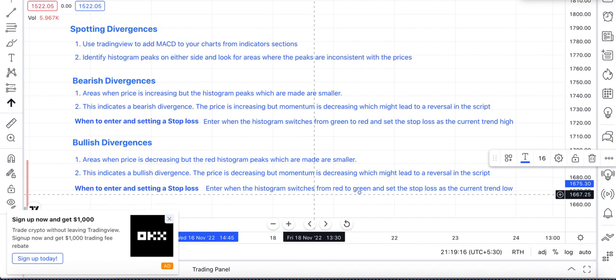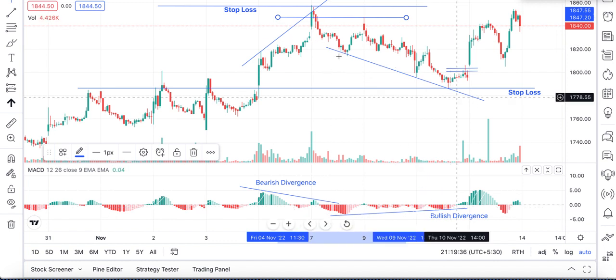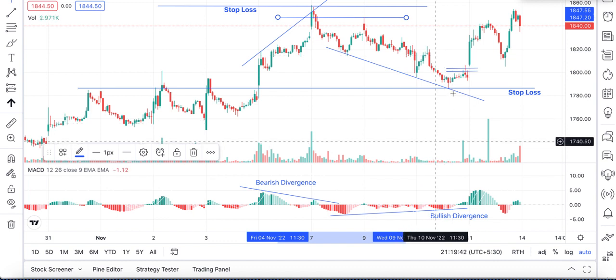So in case of PVR, if we go back to the chart and see, you see lows of 1820, then over here around levels of 1800 and 1780, and you see the corresponding histogram making a bullish divergence, minus 3.6 to minus 1.5 and 1.3. Very clear divergence if you plot the trend line, and that's when you get an indication of bullish divergence.